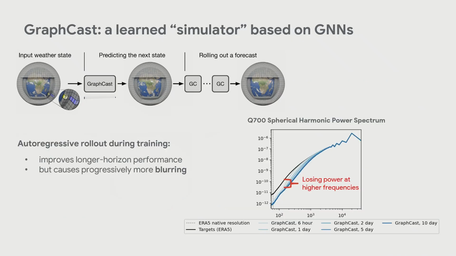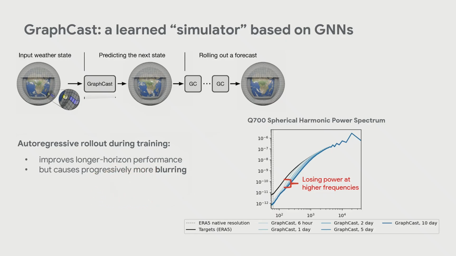One thing that was key to getting long-term accurate performance, so skillful forecasts, not just at one step, but at 10 days time, was to do autoregressive training, autoregressive rollouts during training. So at train time, you roll out the model autoregressively, you compute a loss at all of those different steps, and you backpropagate the error through that whole rollout process. And it has a very clear and strong benefit in that it definitely improves performance at longer time horizons.